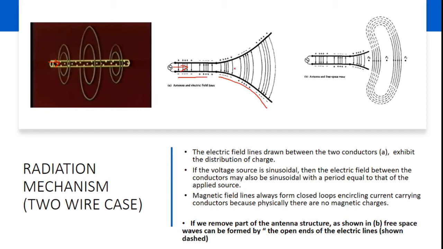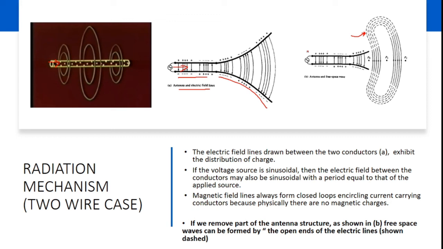Now how should these electric lines be converted to free space lines? That is our next point of interest. So if you see the first diagram, it shows the antenna and electric field lines. These electric field lines will be alternating in nature. And this diagram represents the electric field lines and the antenna. Now this second diagram represents antenna and free space waves. Now how can we create these free space waves from the electric field that is generated here?